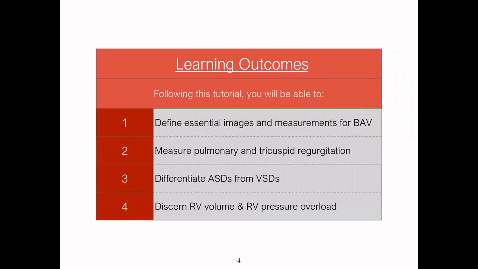Some of the learning objectives that we'll cover: one, defining the essential images and measurements for bicuspid aortic valve, measure pulmonary and tricuspid regurgitation, differentiate ASDs from VSDs, and discerning RV volume and RV pressure overload.